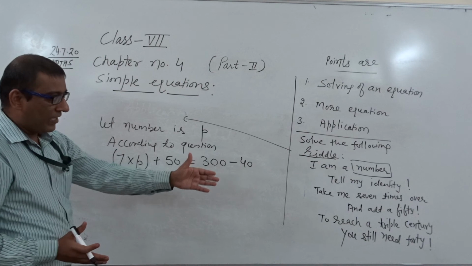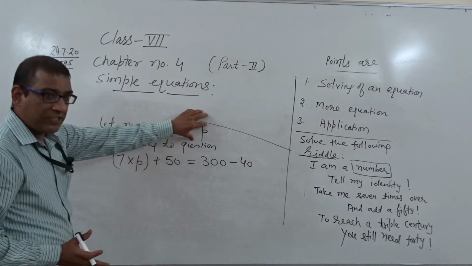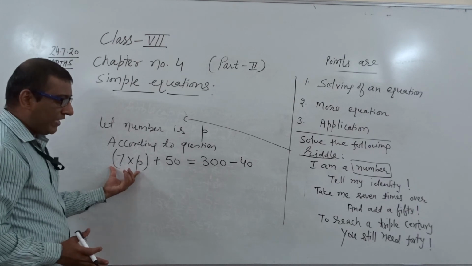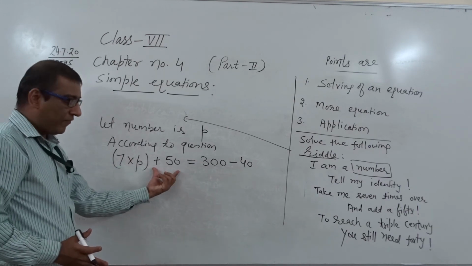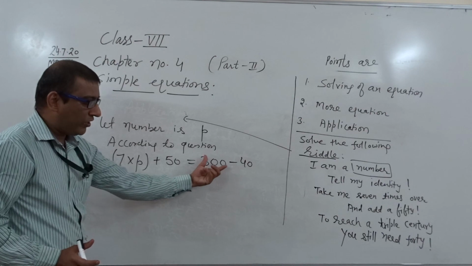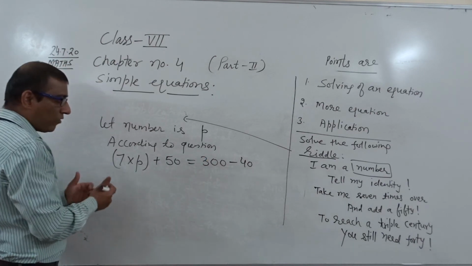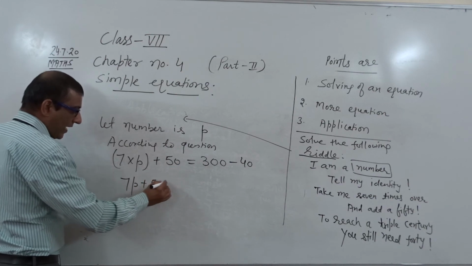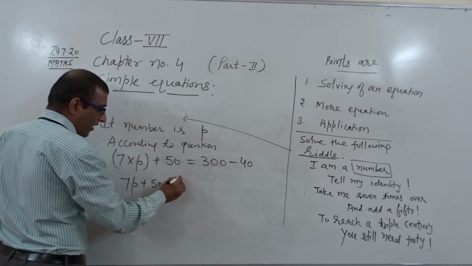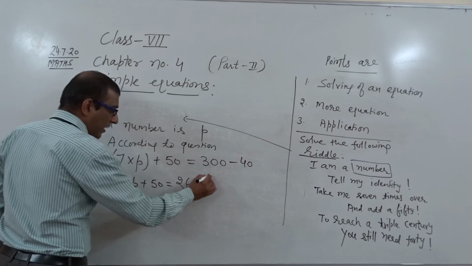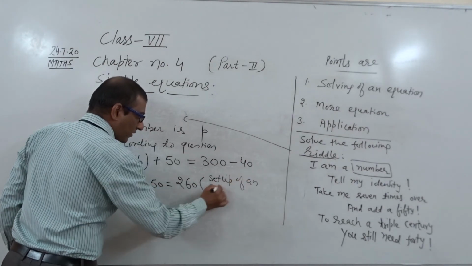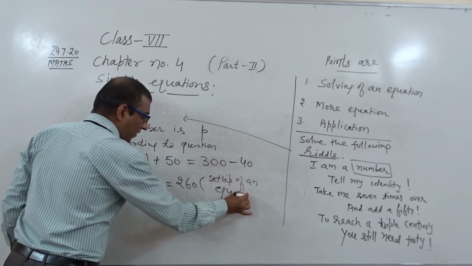I am a number, tell my identity: the identity is small p. Take me 7 times over, that is 7 into p, and add 50. To reach a triple century, you still need 40. So how can we solve such a riddle? Again, we will simplify it, and as you know very well, 300 minus 40 becomes 260. So this is known as the setup of an equation.